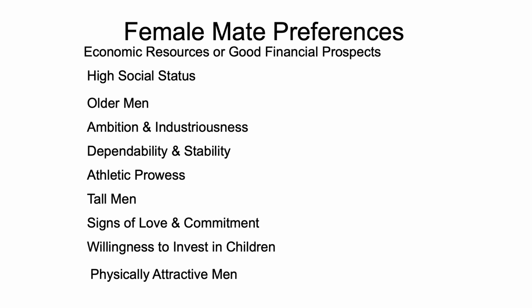Females also prefer partners that are somewhat older than them. They value things like ambition and industriousness that would be indicators of perhaps good economic prospects down the line. They also like dependability and stability. An unpredictable, sort of erratic man is not considered very attractive. And yes, women do tend to admire athletic prowess. They like men who are tall. They look for signs of love and commitment. They are also interested in the willingness to invest in children.